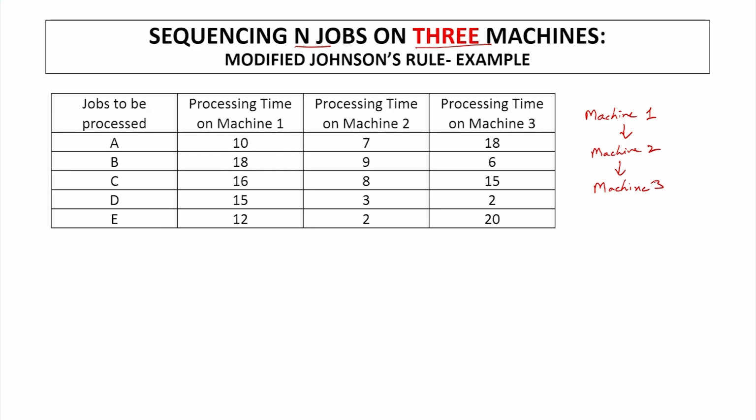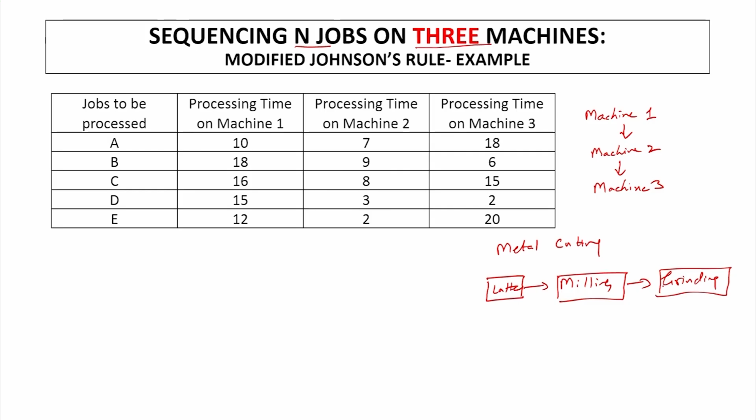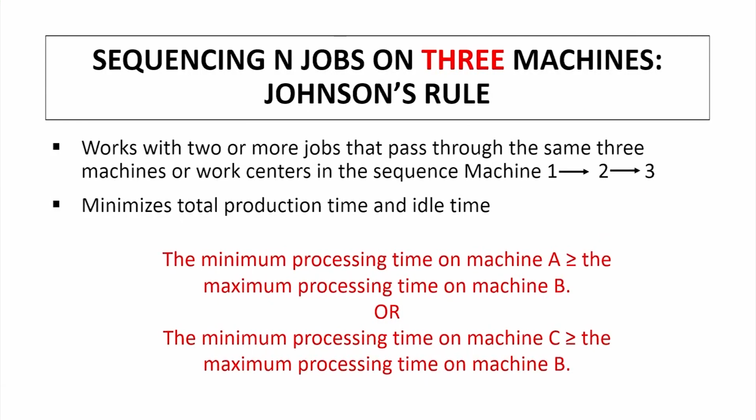This also happens in metal cutting, where you are manufacturing gears and other things, or rotors in the case of electric motors. The first machine is, let us say, a lathe. Invariably the first operation is carried out on a lathe, then you do milling, and then you do the operation on maybe some kind of grinding or shaper or some other operation. So, if you are manufacturing shafts of different sizes, each will first go to the lathe, then milling, and then the grinding operation. This process sequence is generally followed. Let us see the modified Johnson's rule.